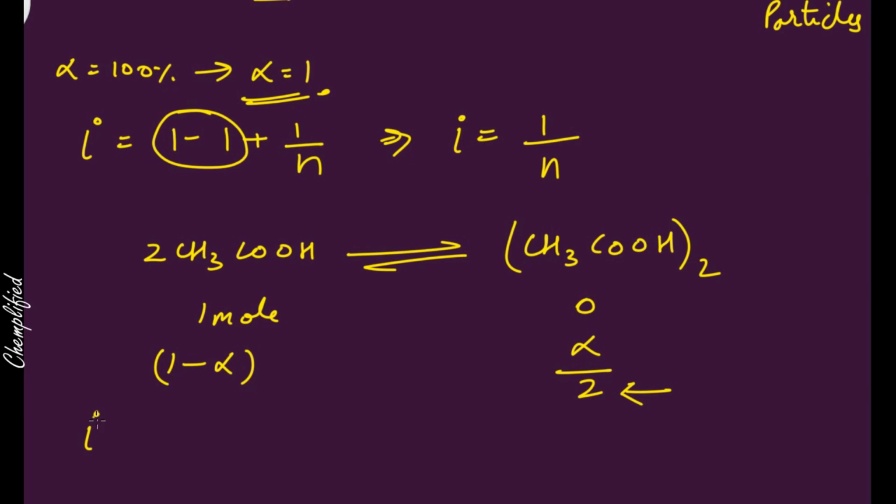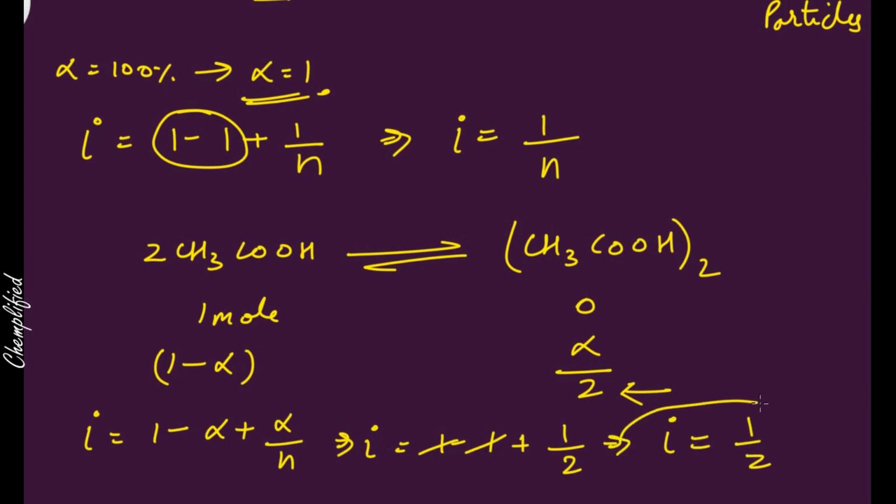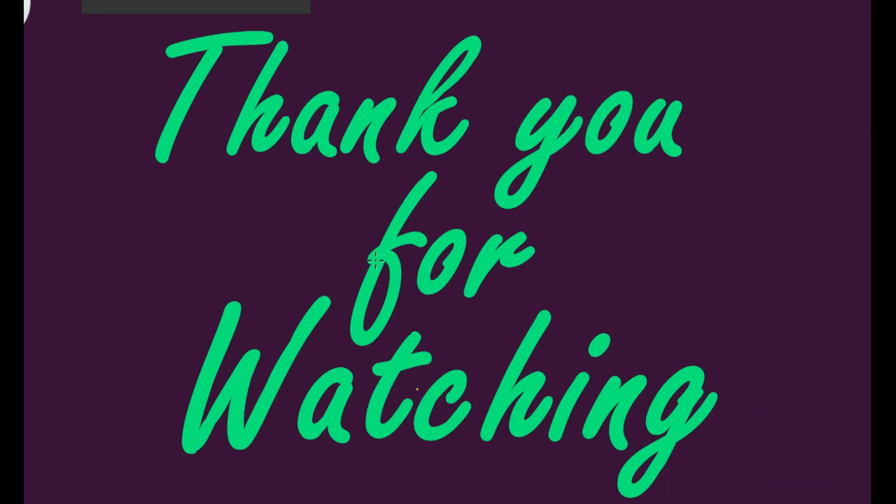Now substitute: i is equal to 1 minus alpha plus alpha upon n. This will give you i is equal to 1 minus 1 plus 1 upon 2. These two will get cancelled out. The answer will be i is equal to 1 by 2. That's how you reach the value of i in case of association. Alright. So this was your association of solute, and we have already done dissociation of solute. This was your complete Van't Hoff factor and all the calculation part that you can use in this particular topic. So this will be it for today's video. Thank you for watching. Have a good day.